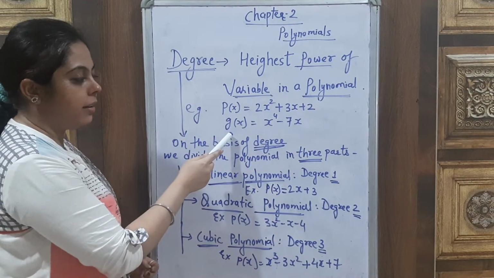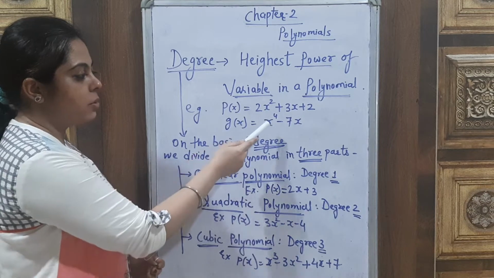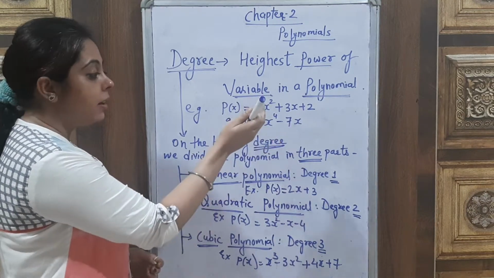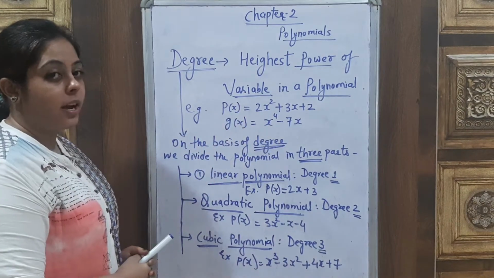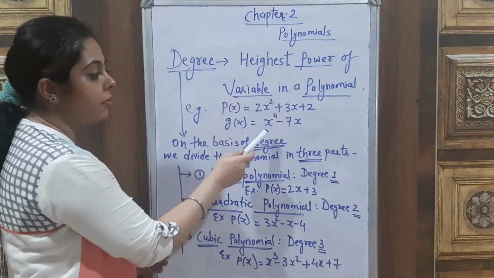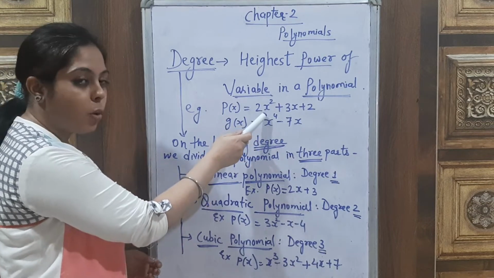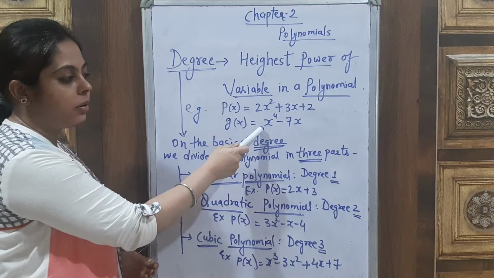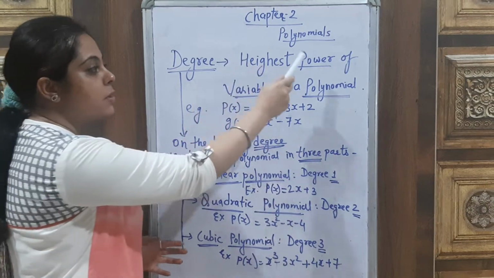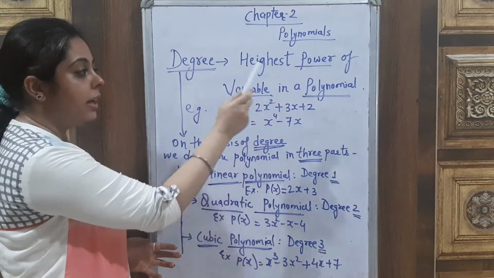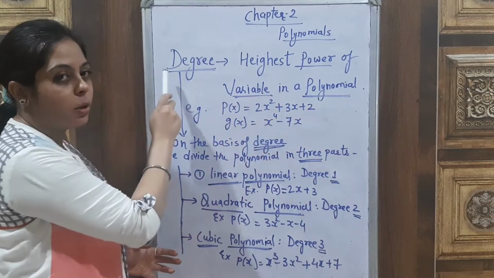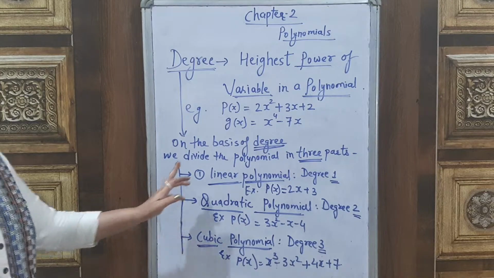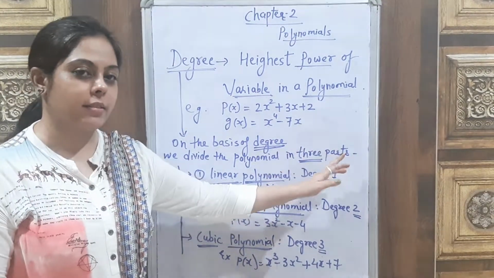Let us take another example. g(x) = x⁴ - 7x. In this polynomial, the highest power of variable x is 4. It means the degree of this polynomial is 4. It means the highest power of variable in a polynomial is called degree. On the basis of degree, we divide the polynomial in 3 parts.